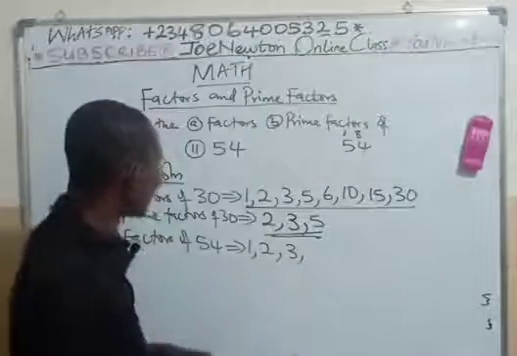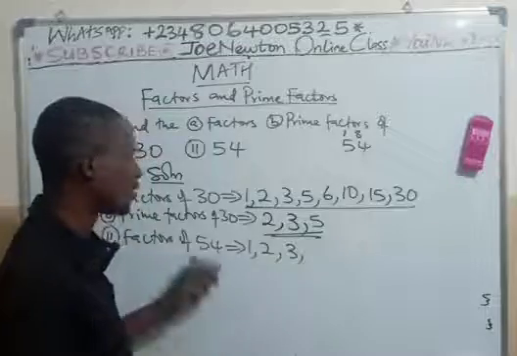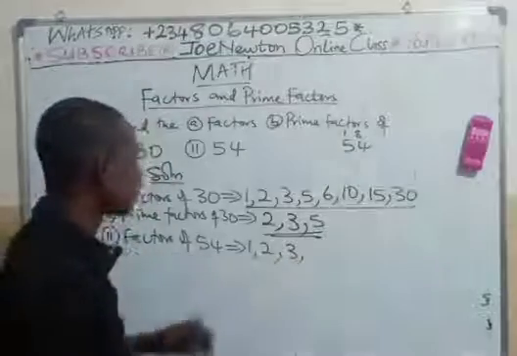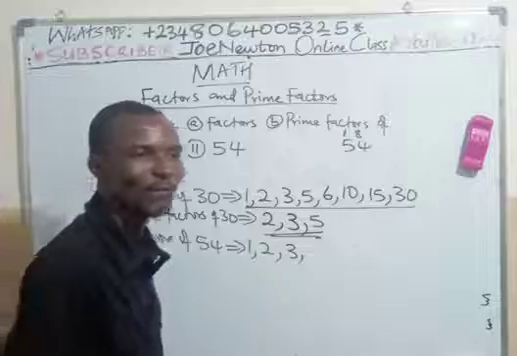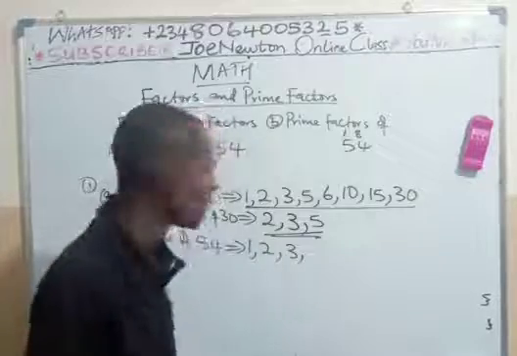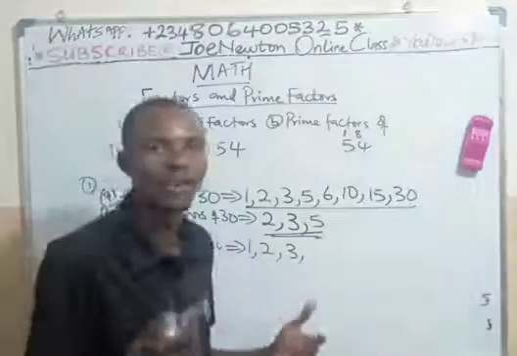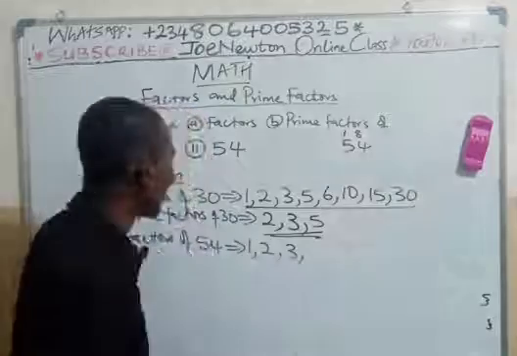Now let's look at 4. 4 cannot go there. 4 is not a factor there. 5 is not a factor there. Of course, 5 is usually a factor of a number that ends with 5 or 0. That is where 5 comes in again.